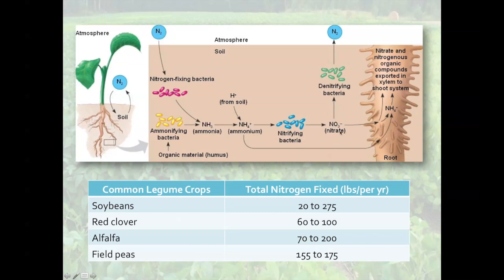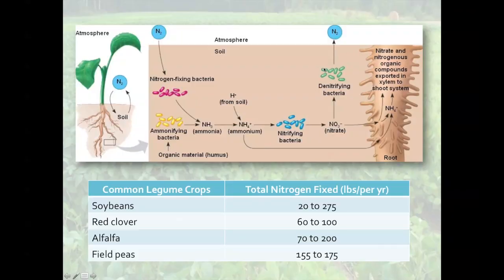Nitrates in the soil can also then be acted on by denitrifying bacteria to convert it to atmospheric nitrogen. And you would actually lose nitrogen. This often happens in warm, wet soils, and you would lose your nitrogen to the atmosphere. By and large, excess concentrations of nitrates, as we discussed previously, will leach into the ground.